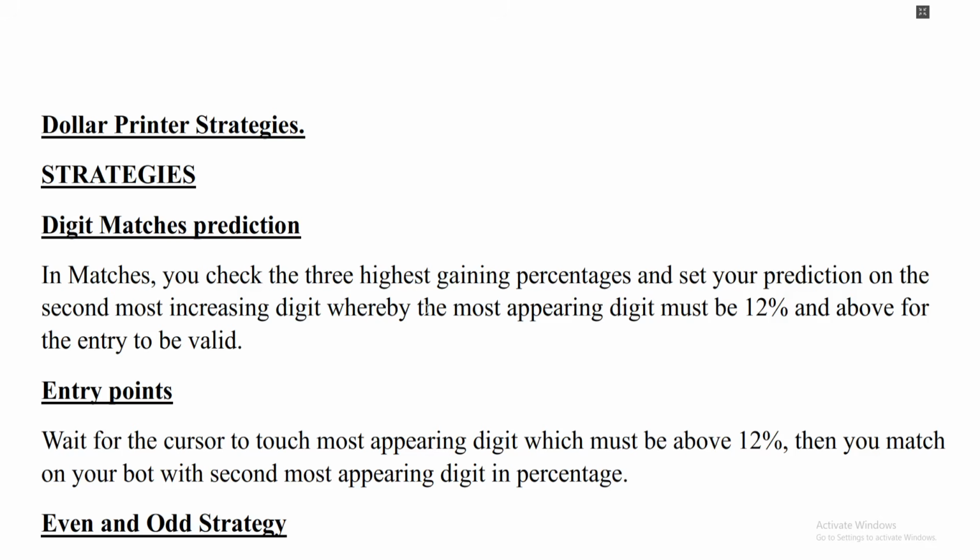Once you have identified the 3 highest gaining, you check the second highest. Again, make sure they are gaining. They should not be losing value in terms of percentage. So you set your prediction on the second most increasing digit, whereby the most appearing must be 12% and above.